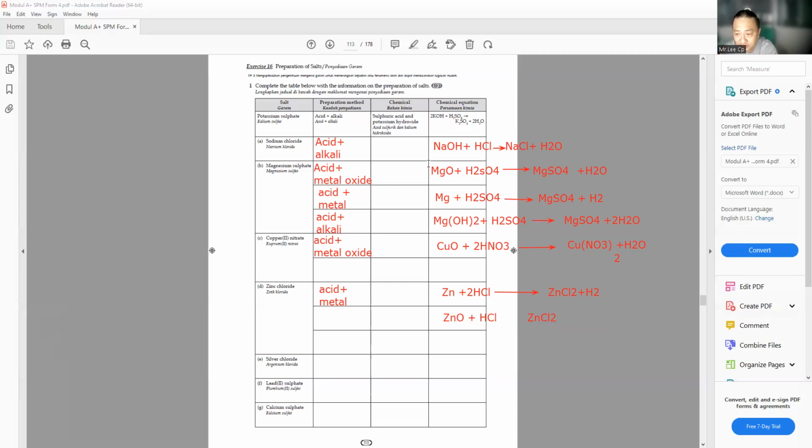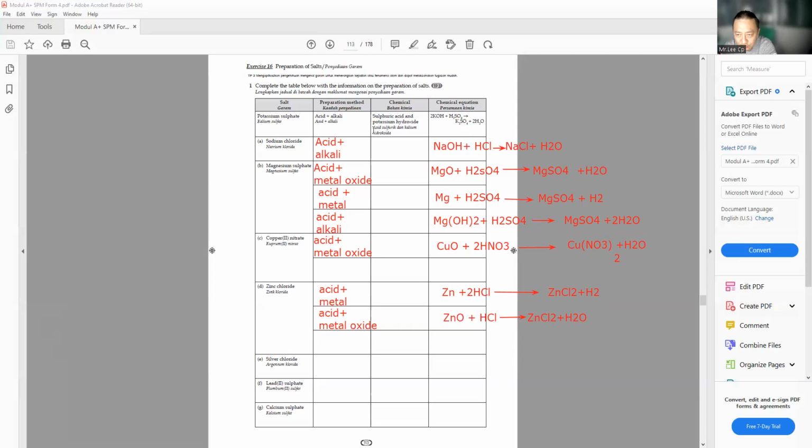And then you go and balance the equation. If ZnO, you get zinc chloride plus H2O. This is metal oxide plus acid. Acid plus metal oxide. Left these three.